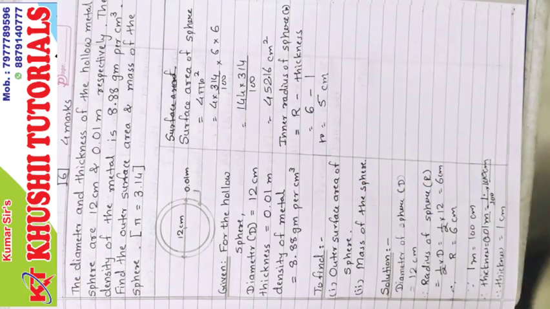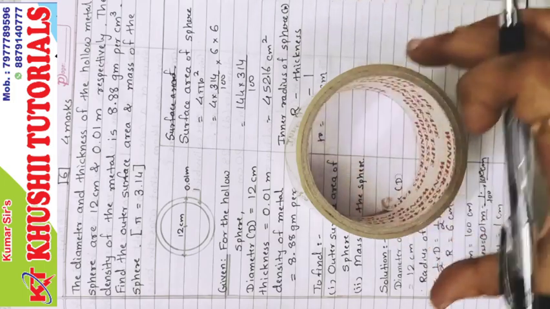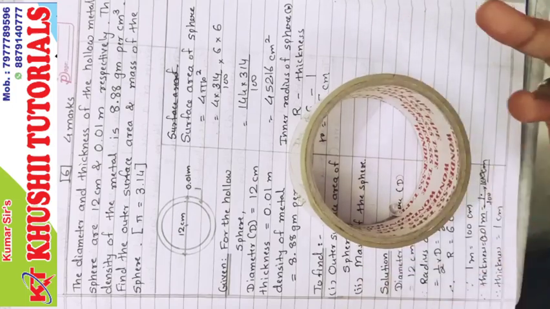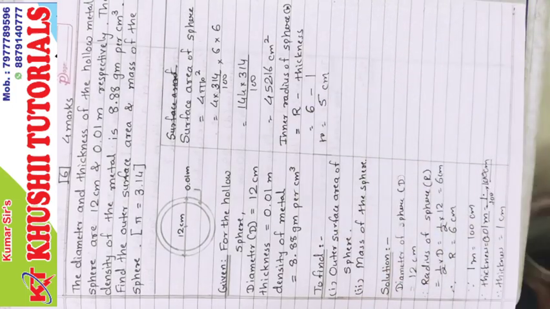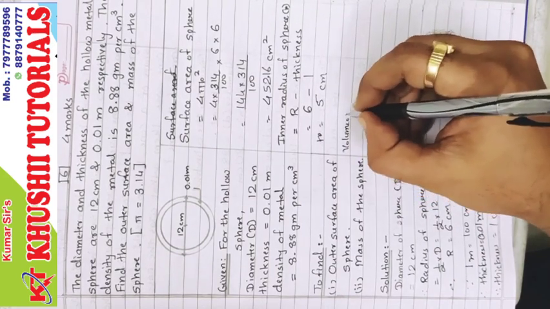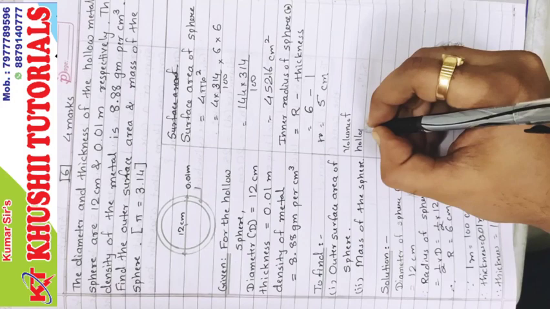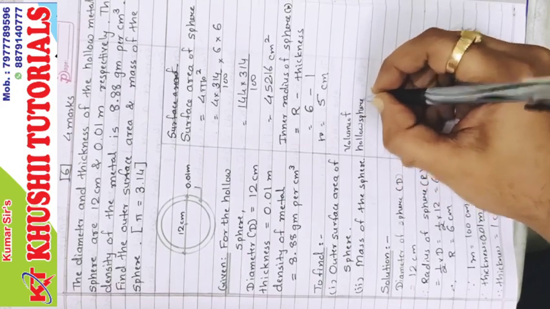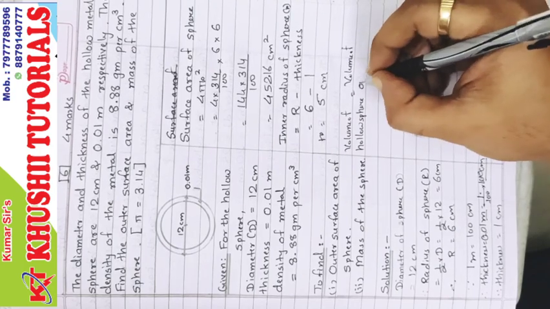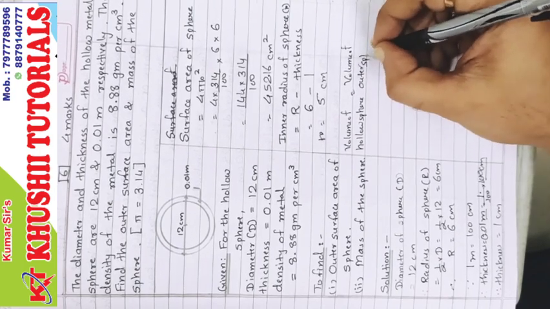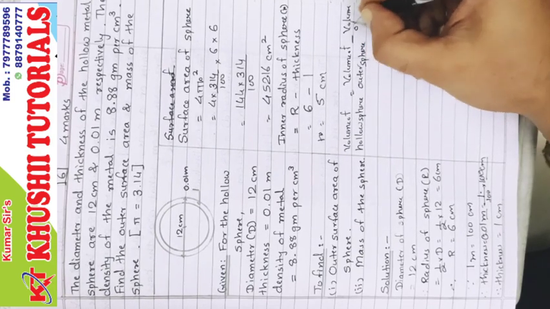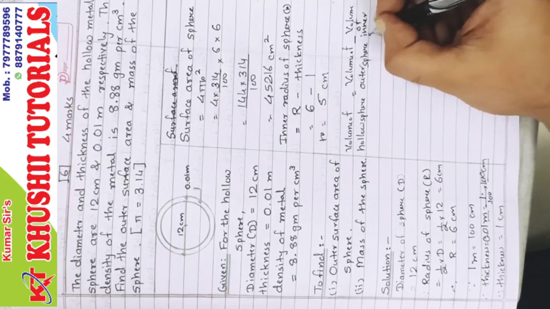Now we need to find the volume. You know, volume of a hollow thing is outer volume minus inner volume. I know this is a cylinder, it is not a sphere, but for the sphere we will use the formula of the sphere. Volume of hollow sphere is equal to volume of outer sphere minus volume of inner sphere.